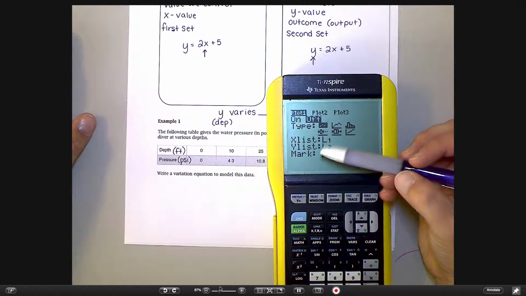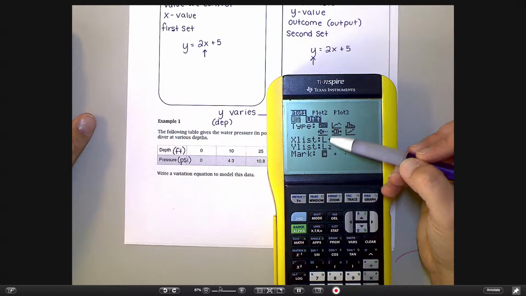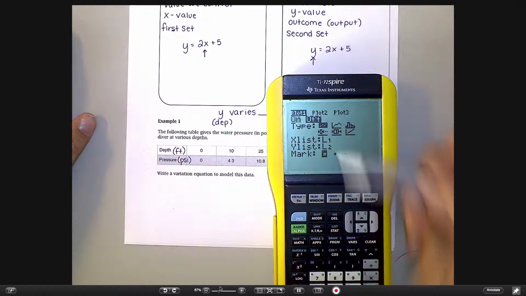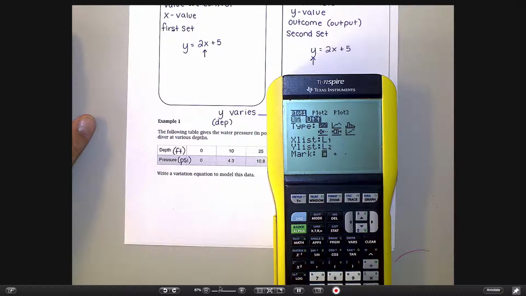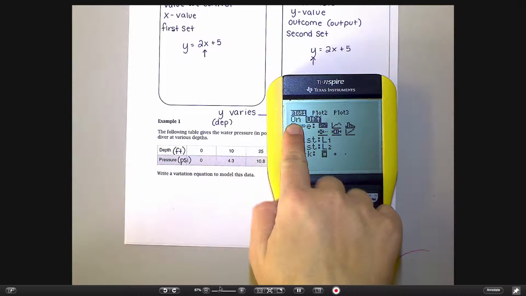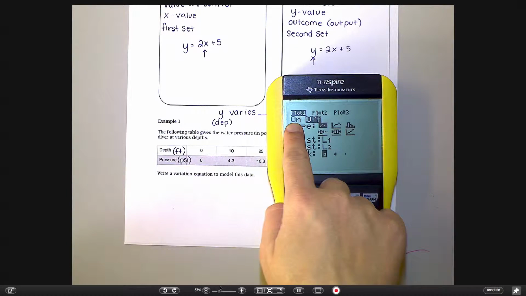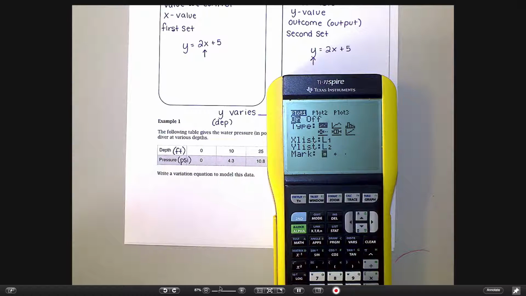Okay? This is telling your calculator, here's where those numbers are located. Okay, I want the numbers that are located in list 1 and list 2. And then this is just what kind of dots you want to show up on your graph. If you want to change the kind of dots you have, feel free. Okay, I don't care. So the only thing we need to do is we need to turn it on. So right here where my cursor is blinking, I'm going to hit enter to turn it on.